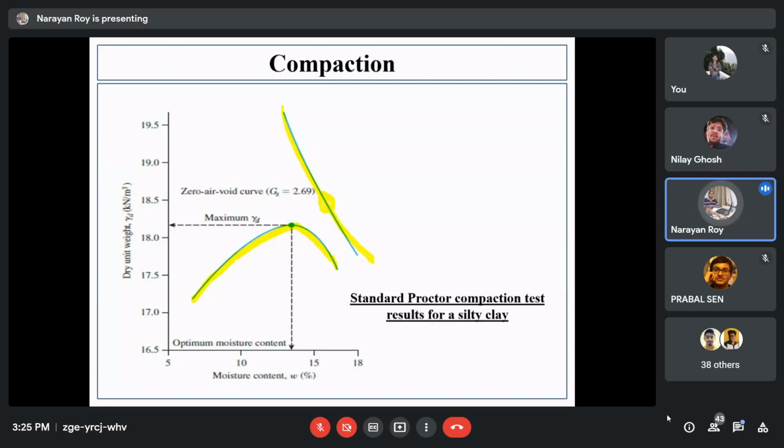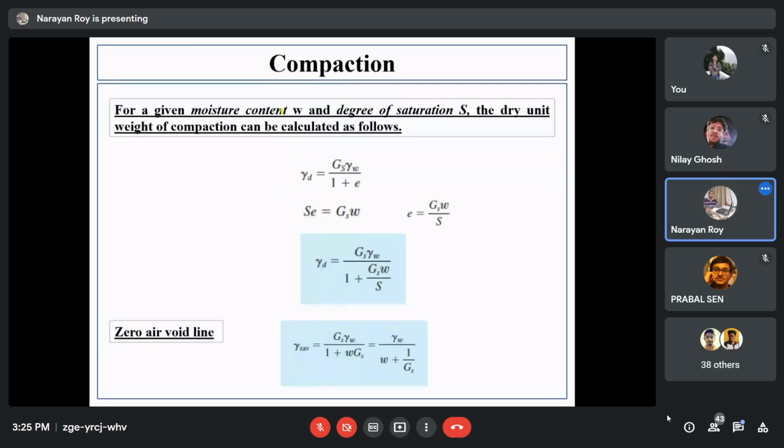Theoretically we can get the maximum gamma d like this, but we get the value here only. That maximum value at zero air void is when the degree of saturation is 1. So that theoretical curve is called the zero air void line curve. Now let's see how to find out that zero air void density for different water content.